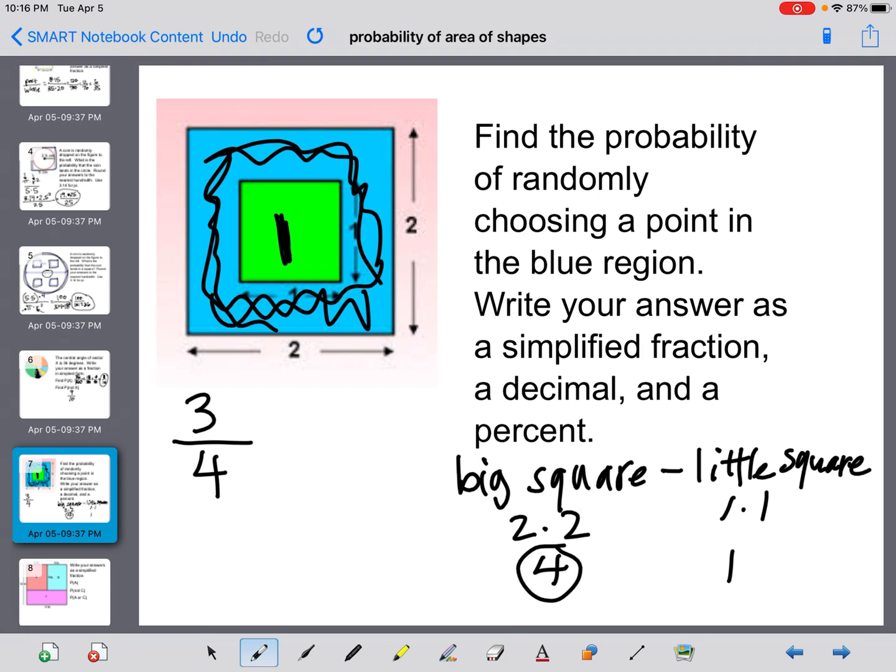There's my fraction. What's the decimal? Did you say 0.75? Percent, move right twice. So there's the 3 answers it was looking for.